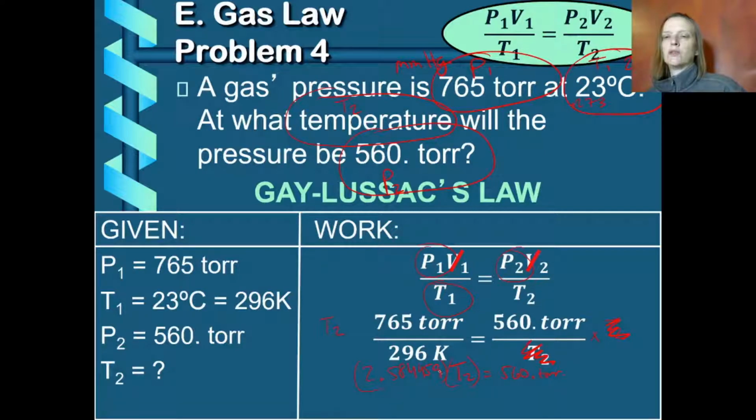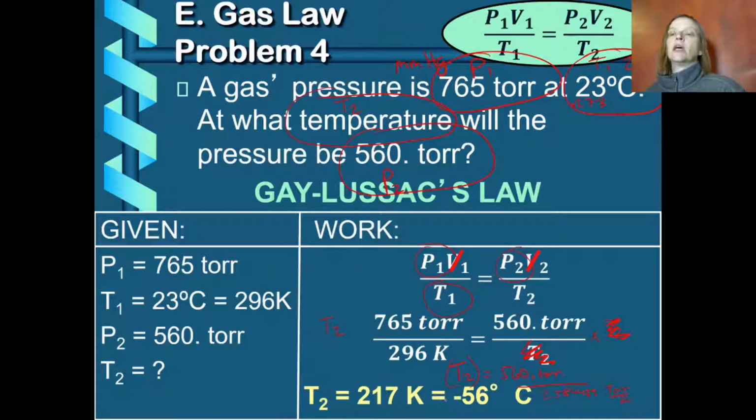And this is torr divided by Kelvin. Now, if I divide both sides of the equation by this 2.584459, and that's torr per Kelvin, then I get rid of everything that's attached to my temperature 2, and I calculate my final answer. This 560 divided by that value, I've got T all by itself, and when I do the math, I get 217 Kelvin.